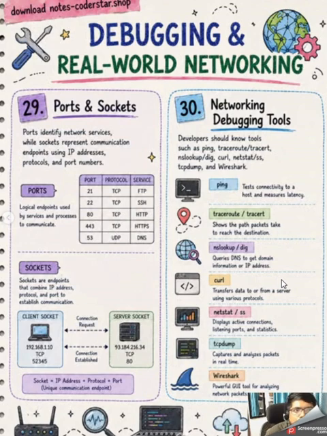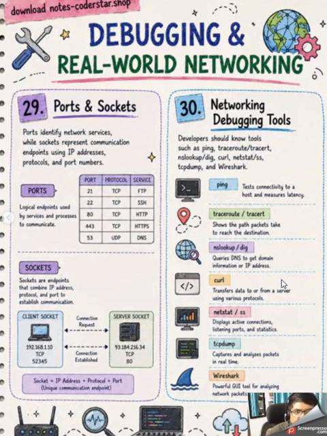And we have network debugging tools. We have ping to test the communication between hosts and a particular IP or domain. And we have traceroute or tracert, which shows the path packets take to reach the destination. We have nslookup or dig, which queries DNS to get information about an IP address. We have curl, which transfers data to and from servers using various protocols.